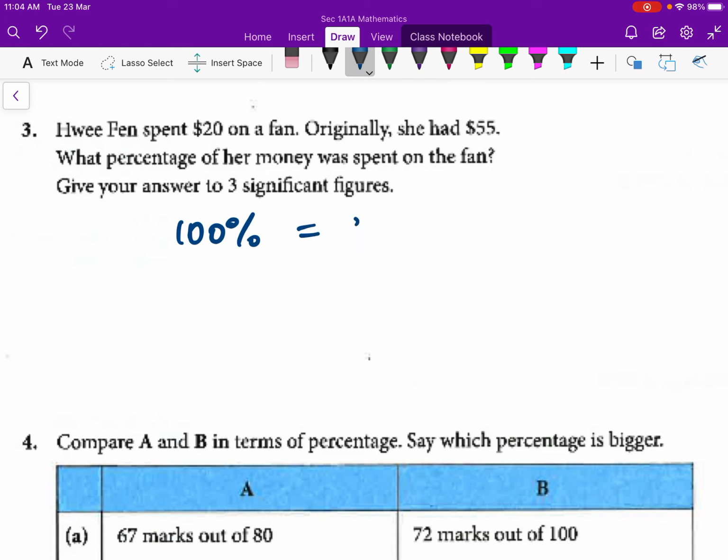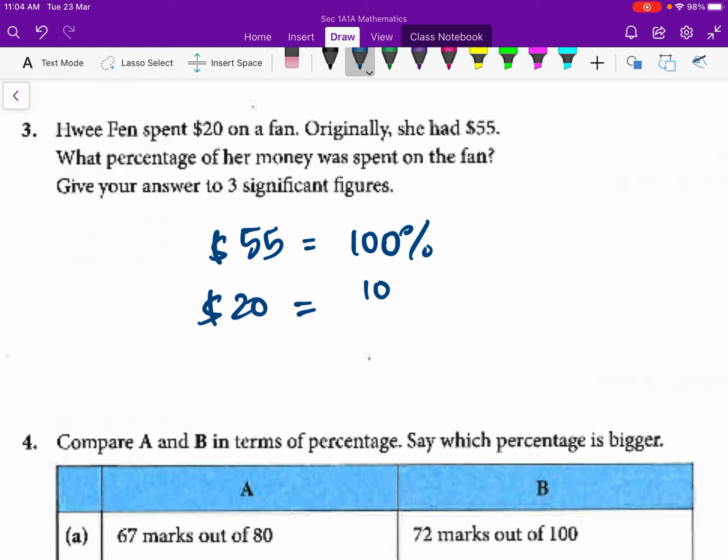100% equal to $55. Have you seen something like this before? And then after that, probably the other way around. Maybe you say $55 equal to 100%. Then since I only want $20, then equal to 100% over 55 times 20, and you get 36 and 4 over 11. Okay, don't copy this. Is this something that you might do?